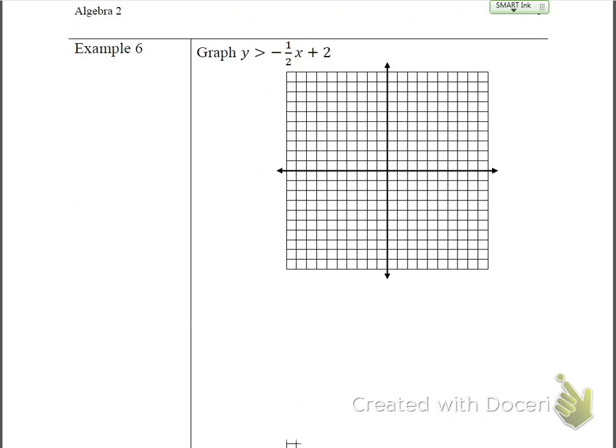Okay, example 6 wants us to graph y greater than -1/2 x plus 2. Is this y equals mx plus b, or is it x and y on the same side? Y equals mx plus b. So let's graph this really quick. My y-intercept is 2, so put your y-intercept at +2.